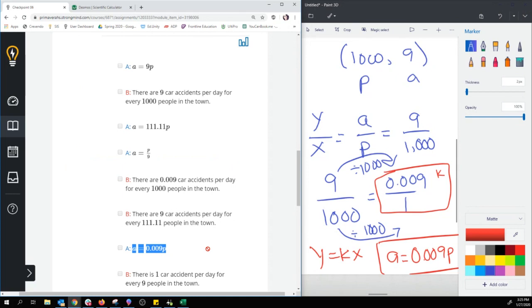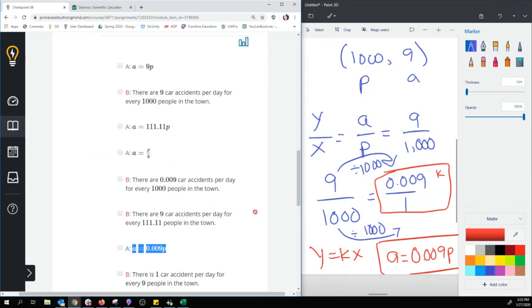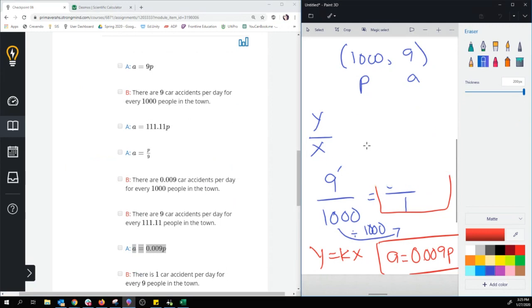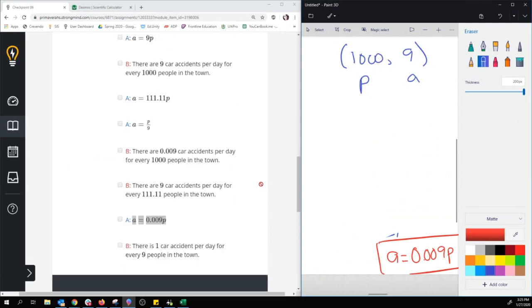So the next question wants to know which statement correctly interprets the equation. This one I'm going to erase what we did here, because all we really need is this last part as well as this coordinate pair. So when you read through these, remember how we said this population was represented? Population is represented by 1,000, right? And out of those 1,000 people, 9 of them have been in a car accident. So with these first 1, 2, 3, 4 options, which one do you think is correct based off of this coordinate pair that we have here?